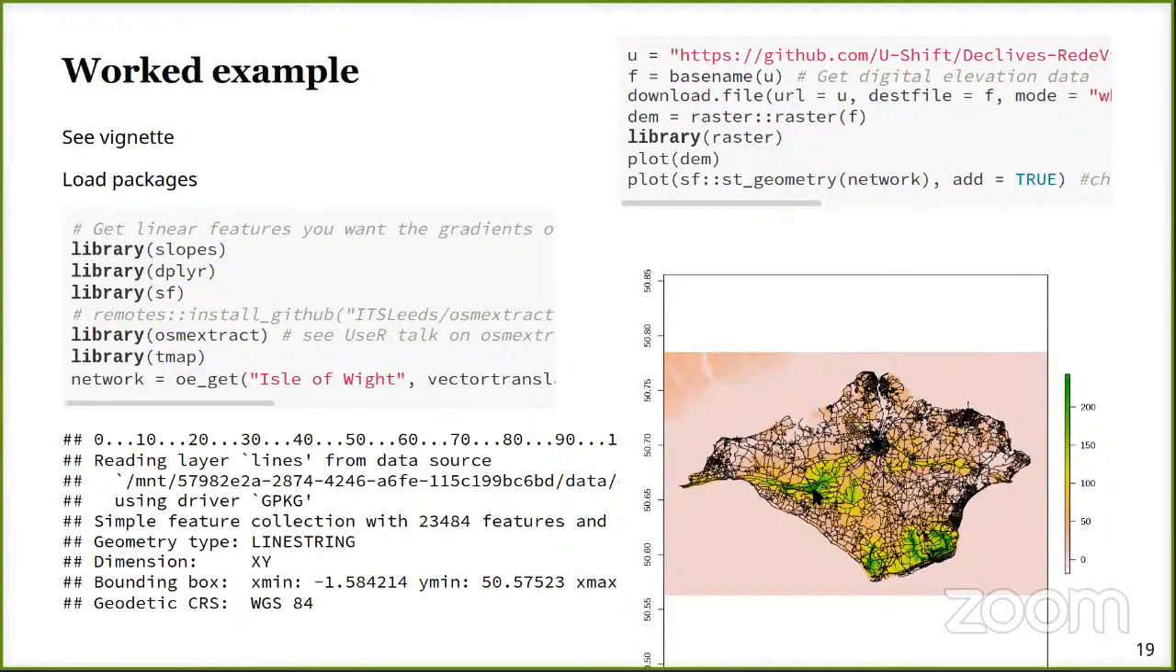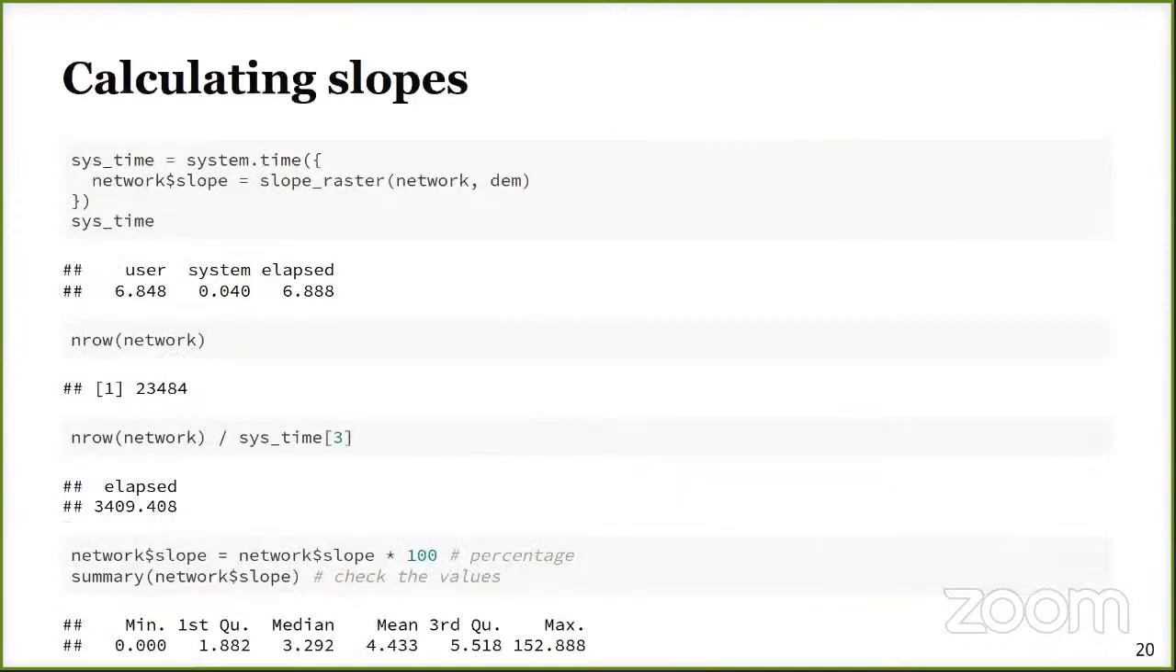Yeah, there it is. So then we will proceed to calculate slopes for each segment. This is a fast procedure for this road network that has about 23,000 segments. It took about 6 to 7 seconds. So it's about 3.4 thousand segments per second, which is kind of fast.